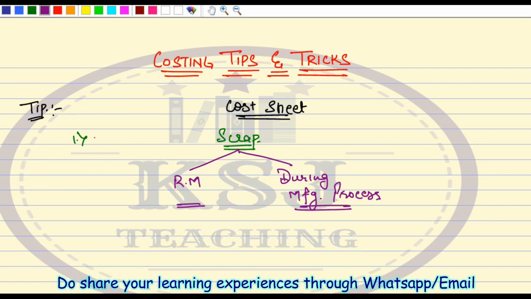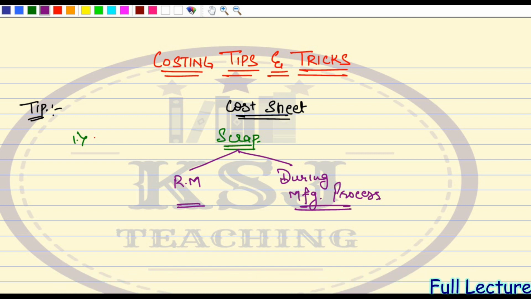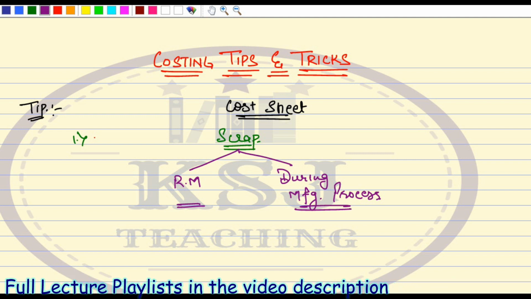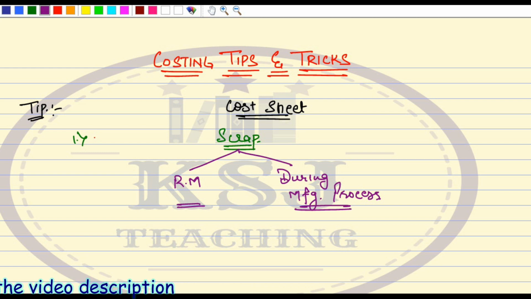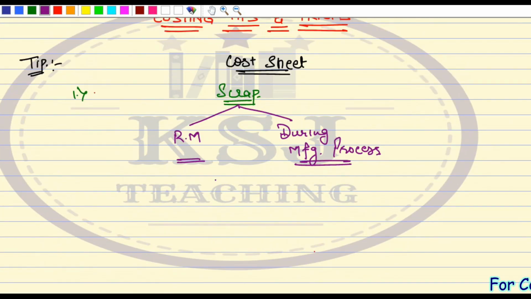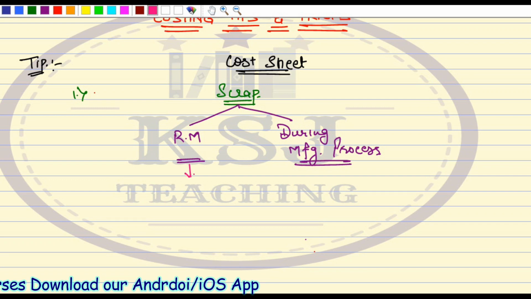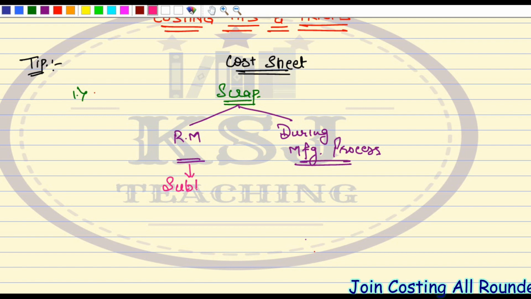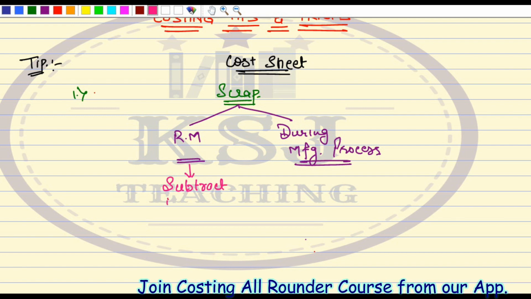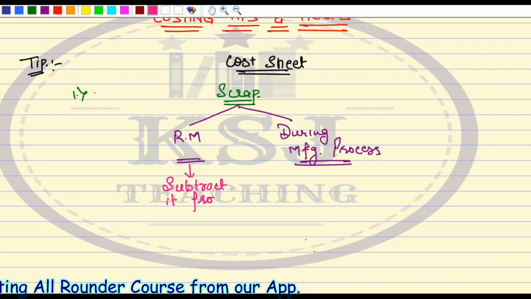Sir, whatever scrap is given, whether you are scrapping the raw material as such, that you received some raw material, that raw material was faulty, you didn't process it and you scrapped it. Another case is that during the manufacturing process, there is a scrap. Okay, so the treatment is different. If you are scrapping the raw material, then you have to subtract it from the RM consumption calculation, right?